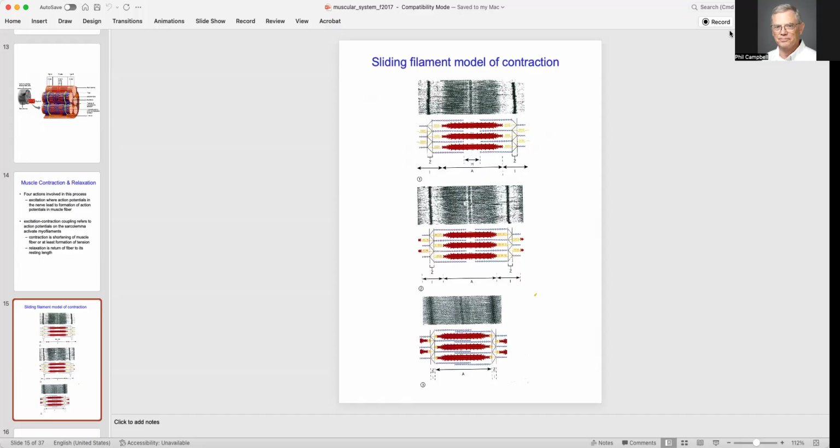All right? So you need to be aware of what changes, what doesn't change. The A band does not change in length under contraction. The I band gets smaller but doesn't go away. The H zone gets smaller and can go away. All right? And this is all part of the sliding filament model of contraction. This is how a sarcomere basically works.